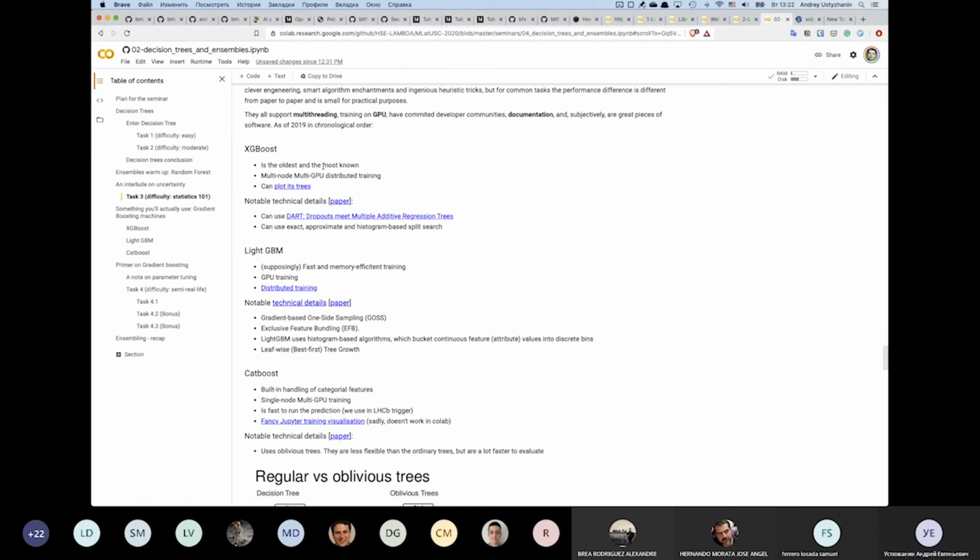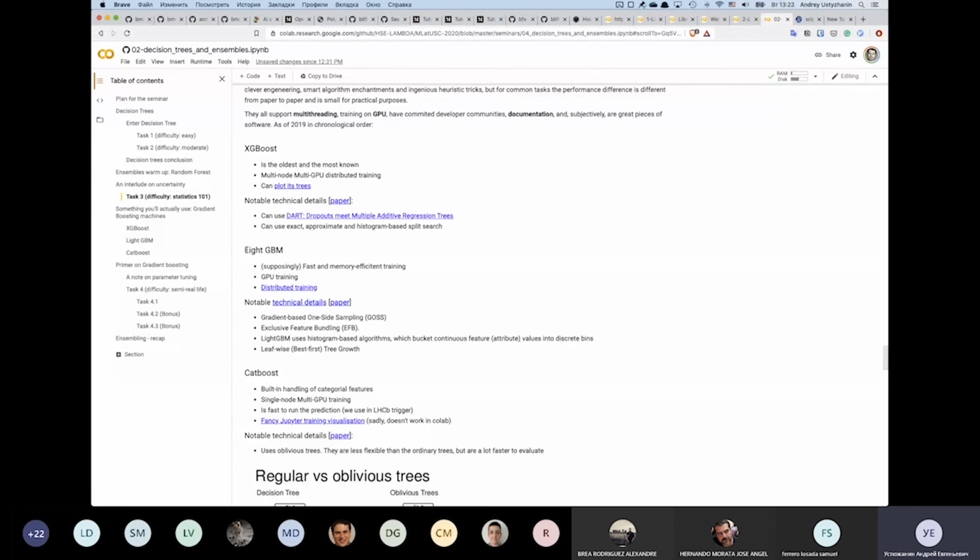It's the most known, and it became famous due to the competition on finding a Higgs boson in 2014. It now supports multi-GPU distributed training. It can plot nicely trees that it created. And then it has some fancy features under the hood.